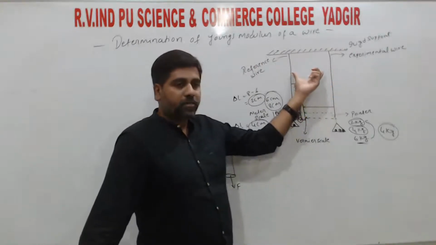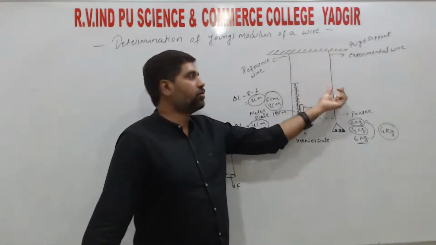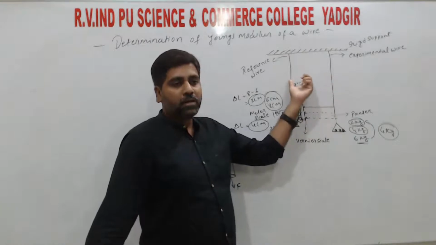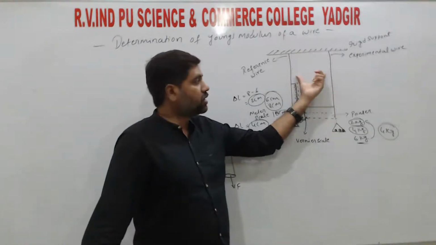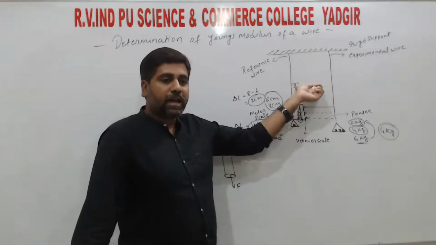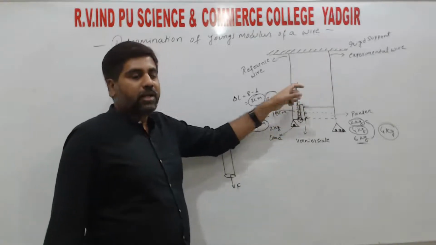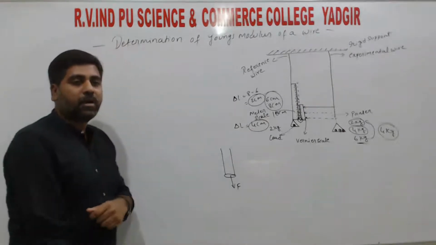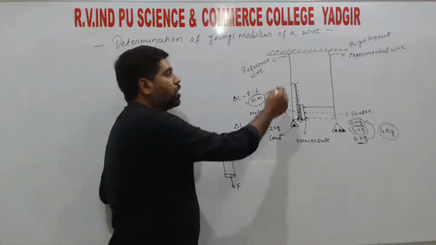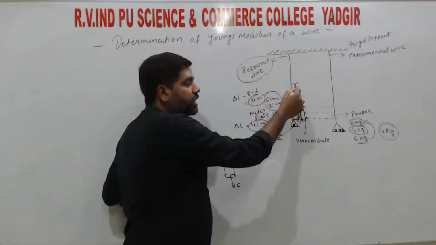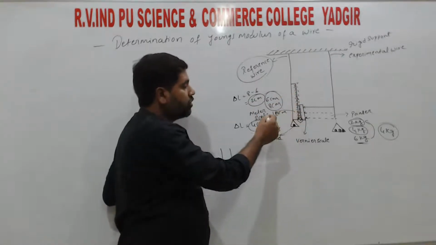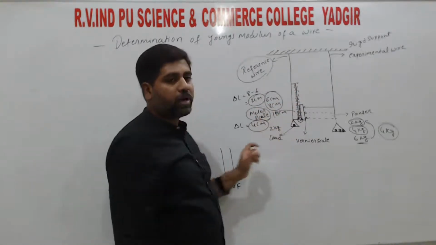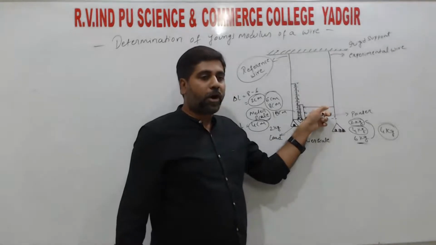So the two wires will be the same, because we are comparing. So comparing one wire with the other wire, right. So hence we take similar wires with similar length and similar radius, that is area of cross section. So area of cross section means having the same radius, right. So onto the reference wire we connected one scale, and onto the experimental wire we connected the pointer, right.